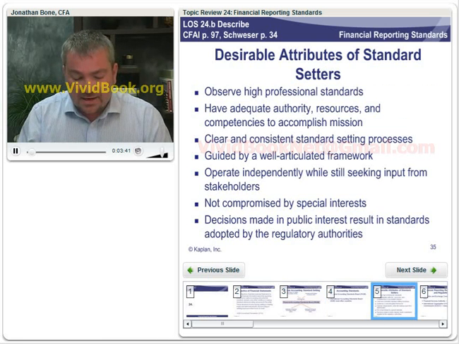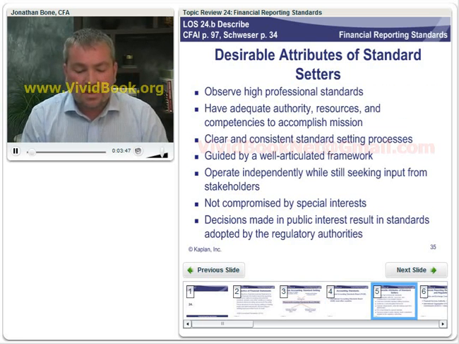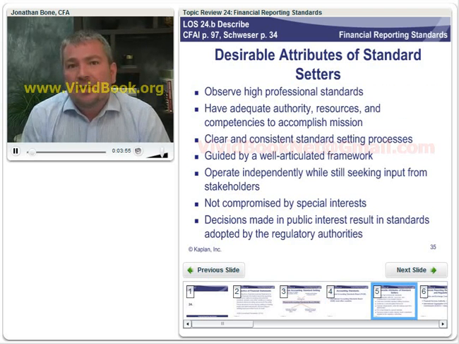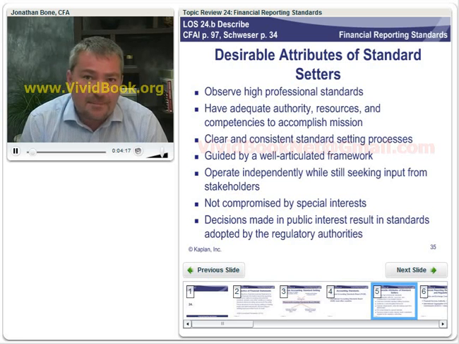So we actually hit our next LOS that says describe the importance and the desirable attributes of standard setters. Again, unfortunately here we've got a list to learn. So let's just take them one at a time. Observe high professional standards. Clearly we want our regulators and our standard setters to be ethical. They need to have adequate authority, resources and competencies to accomplish their mission. So authority, in other words, people will listen to them and they can enforce. Resources, in other words, they have the financial resources to complete the job that they're undertaking, and competencies, they have the skill set to accomplish their mission.